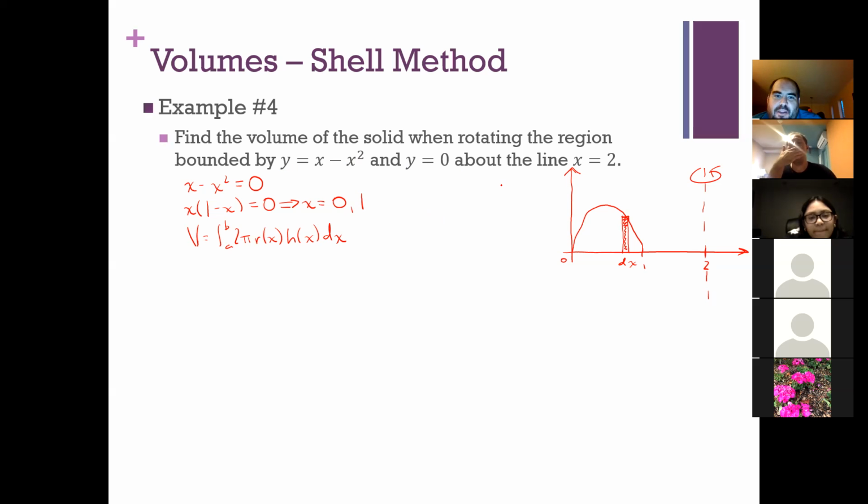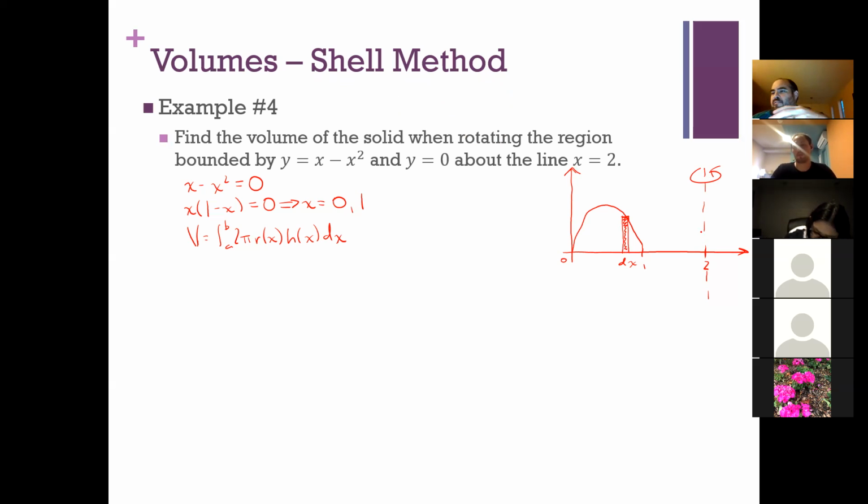Could you use y as the independent variable and use this shell method? No. I want to focus on the shell method because this is the new thing for today. That's going to be the problem. When you're using the shell method, my independent variable is x, and my axis of rotation is parallel to the y-axis.